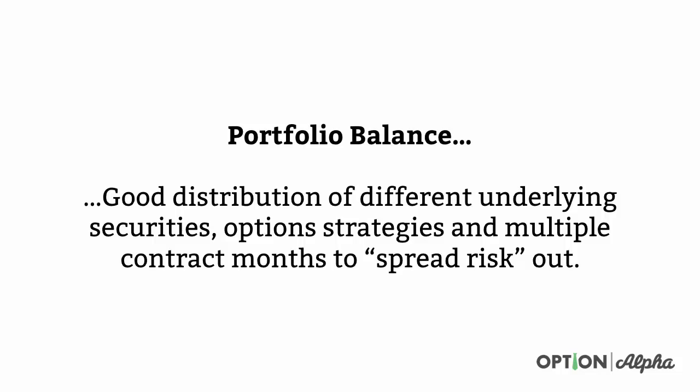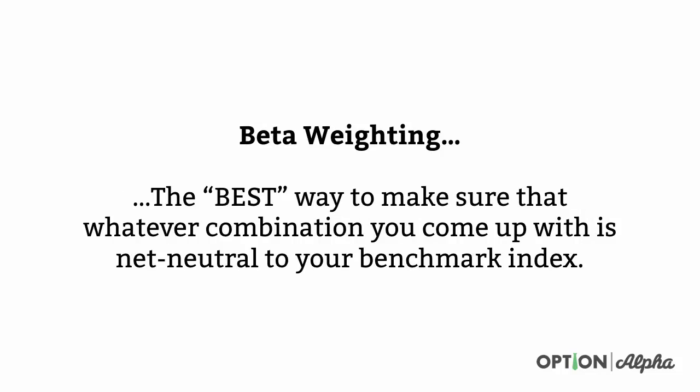So the other concept that we want to talk about then beyond that, so once we talk about just kind of this basic idea of portfolio balance, is beta weighting. Now, in my opinion, I think it's the best way to make sure that whatever combination you come up with is net neutral to your benchmark index. So I'll say it again. It's the best way to make sure that whatever combination of trades that you come up with, calendars, credit spreads, iron condors, whatever stocks or ETFs that you trade, that they are net neutral to your benchmark index.